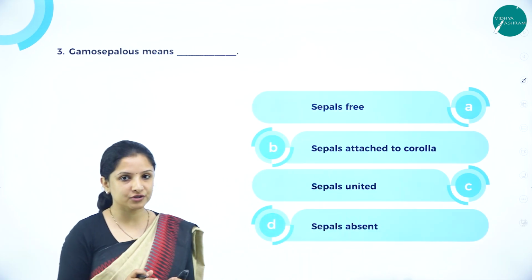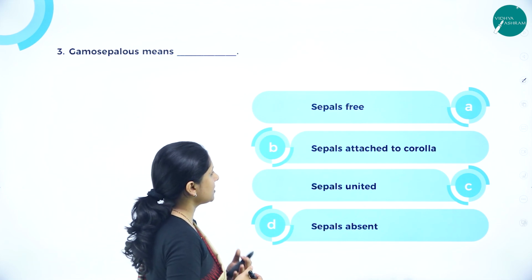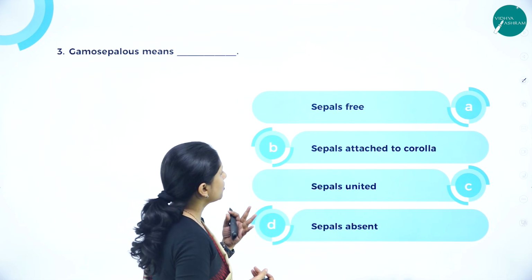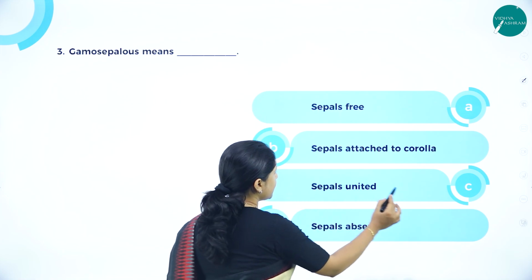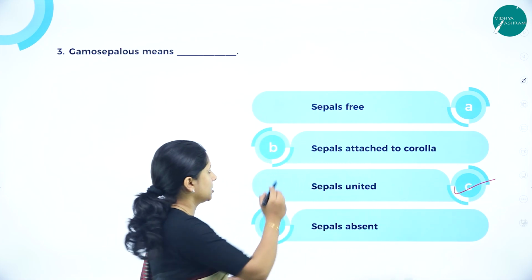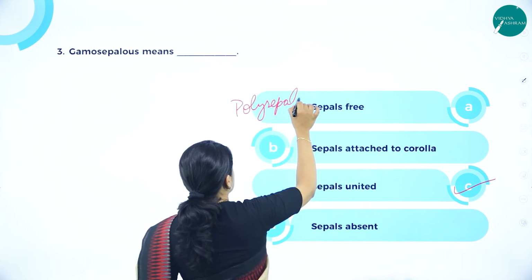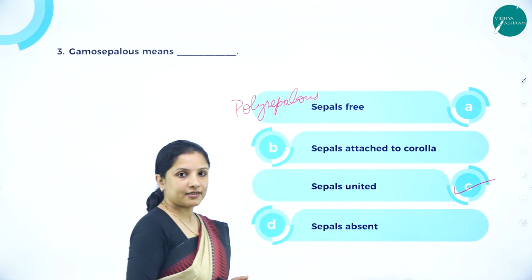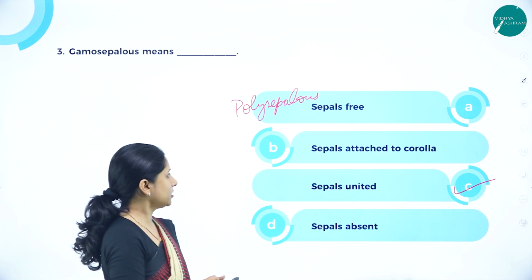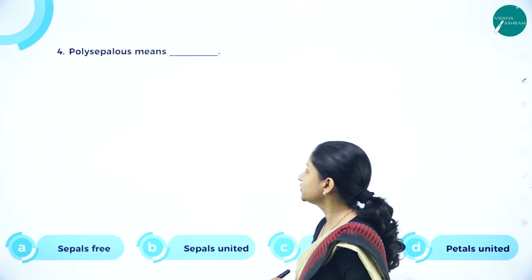Next, gamosepalous. Gamo means fused, poly means free. The options are: sepals are free, sepals attached to corolla, sepals united, sepals absent. Gamosepalous means sepals are united. Polysepalous means sepals are free. Sepals attached to corolla is not the right answer because it doesn't have a term. Sepals absent is also not the right answer. The right answer here is option C. Gamosepalous means sepals united.